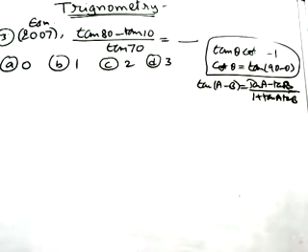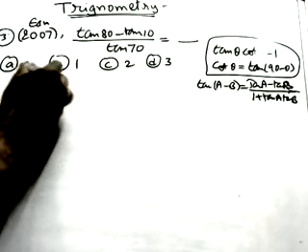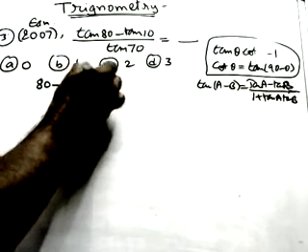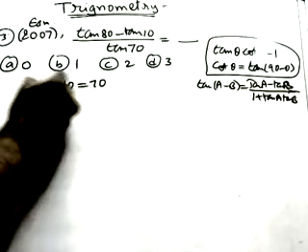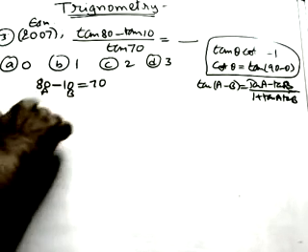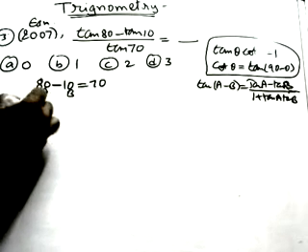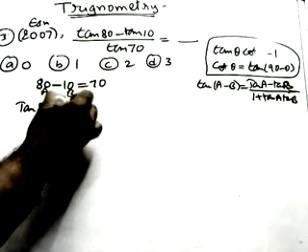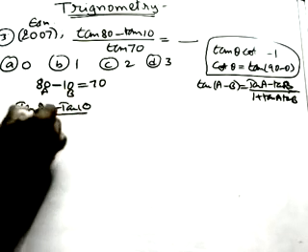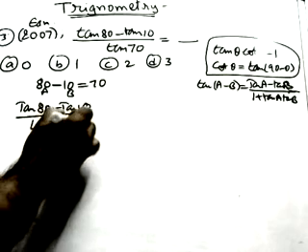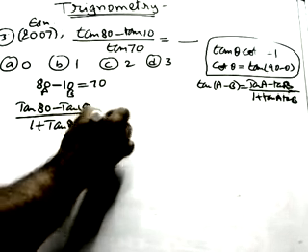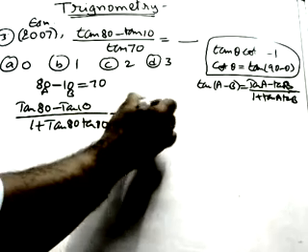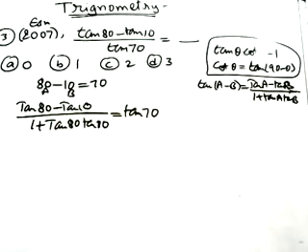Tan 80 minus tan 10. We don't have any values of 80, 10 or 70. But we can write like this. 80 minus 10 equals to 70. Now you apply tan here. Suppose this is A, this is B. If you apply tan on both sides, this will be tan of A minus B. Tan of A minus B is tan A minus tan B divided by 1 plus tan A tan B, so tan 80 minus tan 10 divided by 1 plus tan 80 tan 10 equals to tan 70.